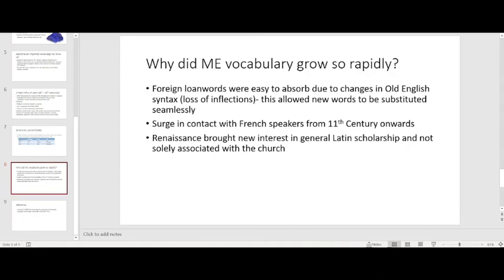Also, the surge in contact obviously with French speakers from the 11th century onwards. This was always going to result in a growth in Frenchification, if you like, because they've got to communicate with each other, or else they just cannot coexist. And the Renaissance finally brought new interest in general Latin scholarship, and not solely associated with the church. So Latin became almost trendy, like in the educated spheres.